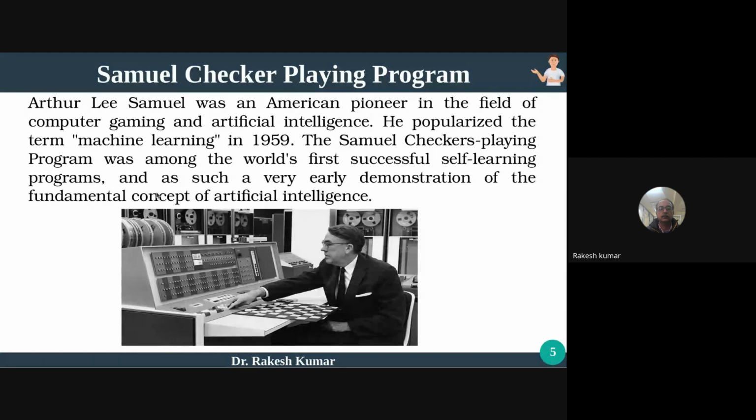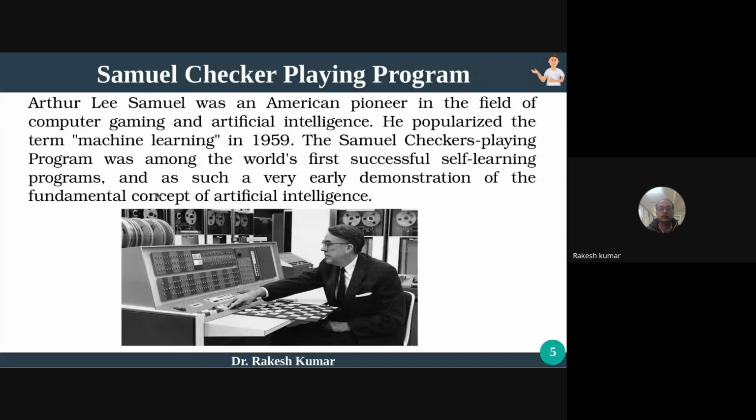So if a program is defeating the creator or the number one player of the world, one reason could be that the creator of that program is a very good player of checkers, and he knows the game better than the number one player. But this is not possible. If you are the number one player of some particular game, then the better option for you in your career is to play the game instead of doing the programming.